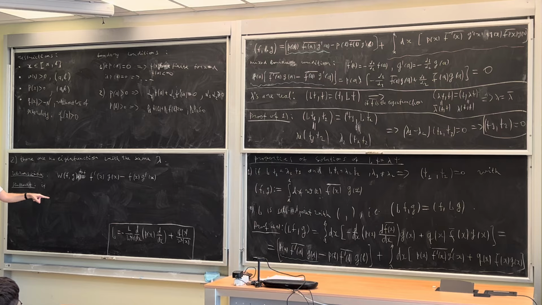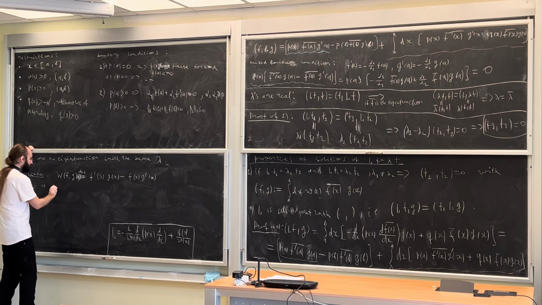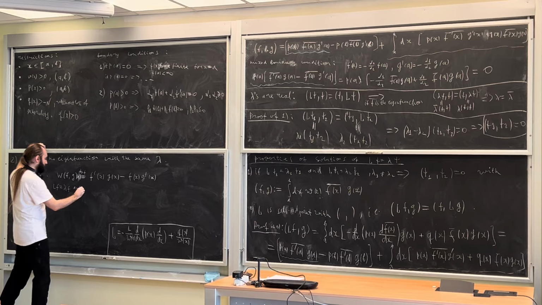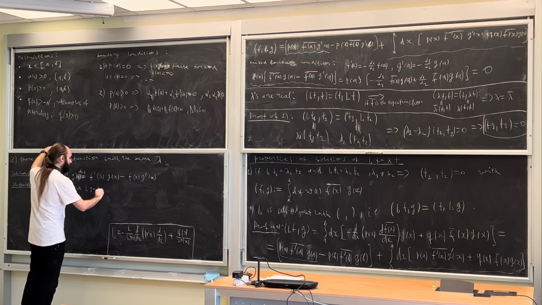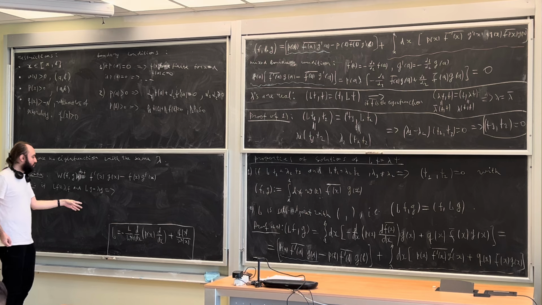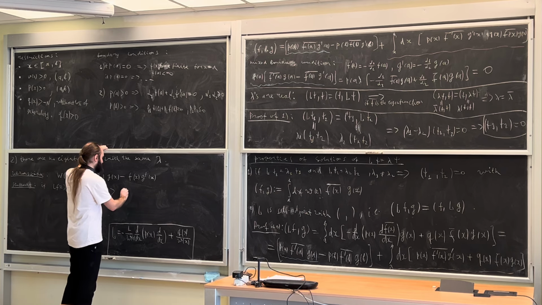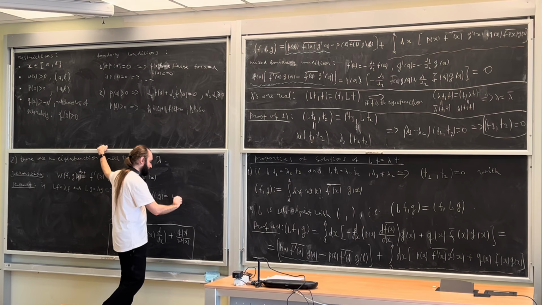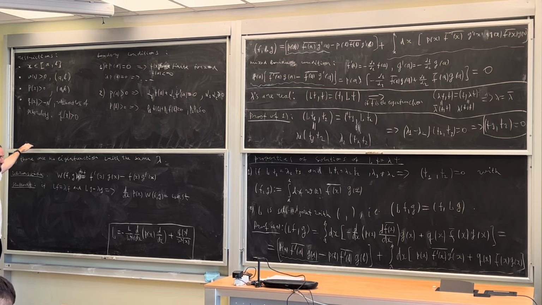If we take two solutions of this second order equation with the same eigenvalue, then the following expression, the Wronskian times p of x, will be constant. So let us prove the statement.